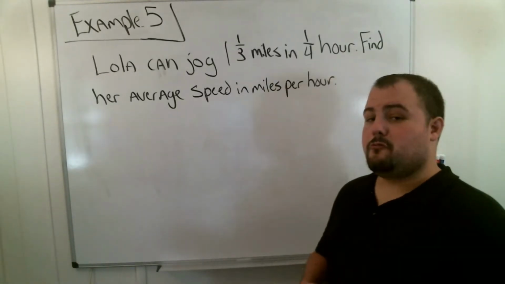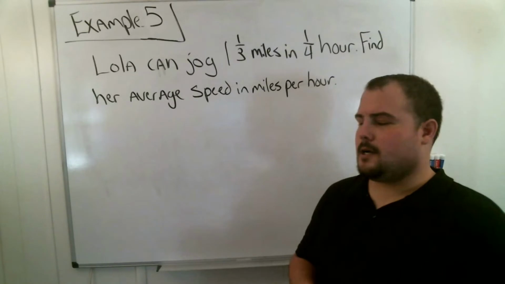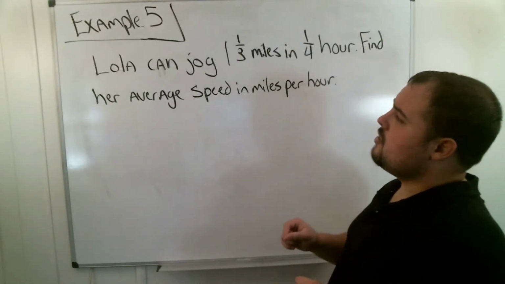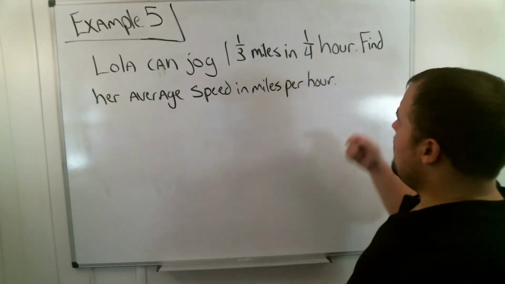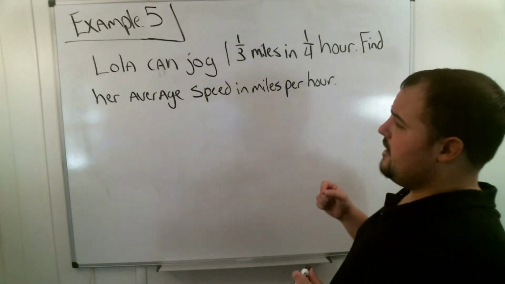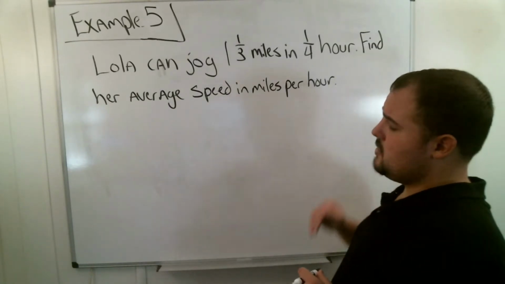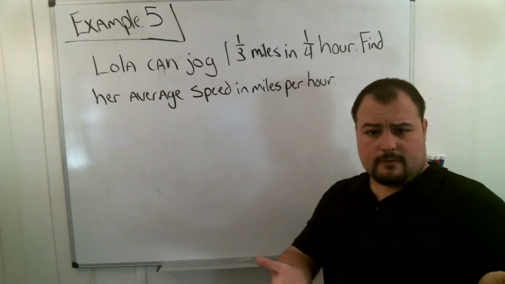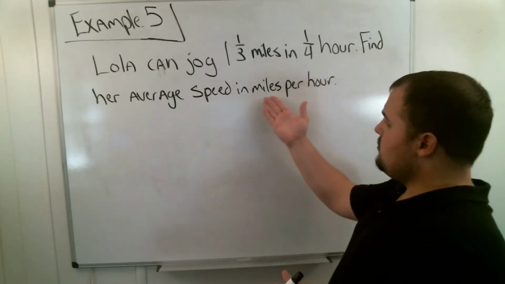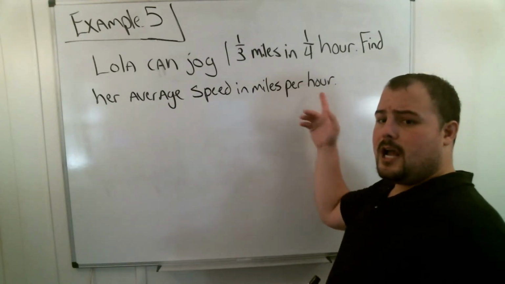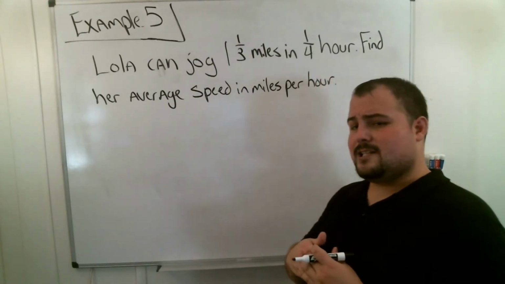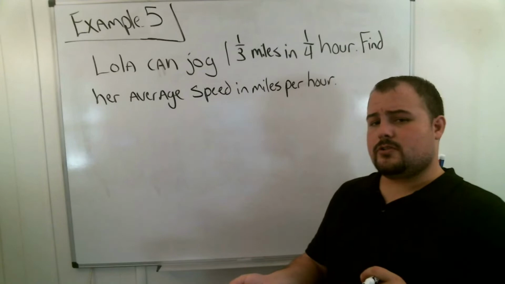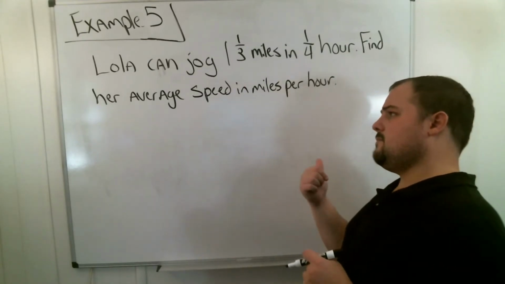For example 5, we're going to look at something that could be a real-life problem. Here it says Lola can jog 1 1/3 miles in 1/4 of an hour. Our job is to find her average speed in miles per hour. Now, we learned in the previous lesson, in unit rates and rates, how to change something when it says per hour. That means our denominator has to be 1. So we're going to use those skills that we previously had to solve this problem.